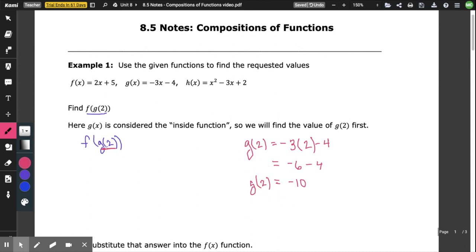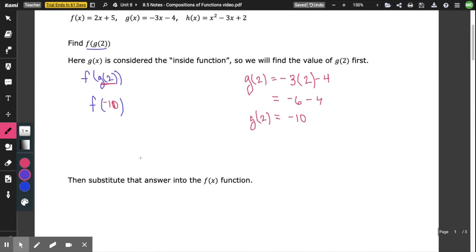That's not my final answer because I was supposed to find f of g of 2. So if I go back and I put in negative 10 in place of g of 2, then I can see what I've got left to work with here. Oh, that was not right. Let me try that again. Okay, so I'm putting in the negative 10 in place of g of 2. So that would make this now just say f of negative 10. So that brings me to the next step there.